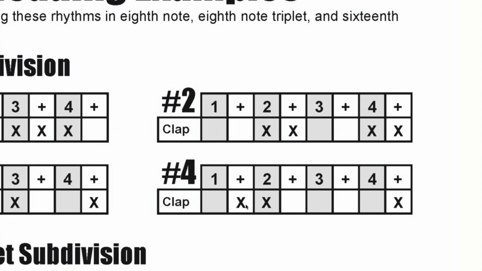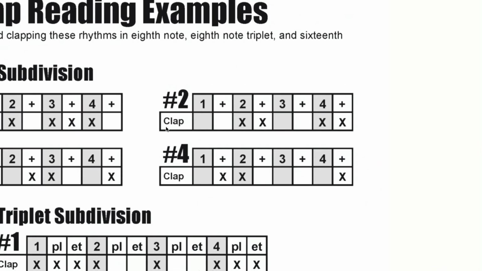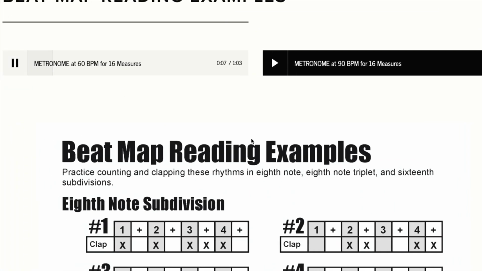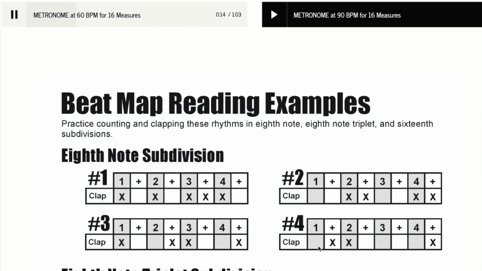Now you need to pick 1 eighth note rhythm, 1 eighth note triplet rhythm, and 1 16th note rhythm, and you need to repeat it 4 times with the metronome. So I'm going to put my metronome on 60. There we go, the metronome's back. Count with it first, 1 and 2 and then play the rhythm.